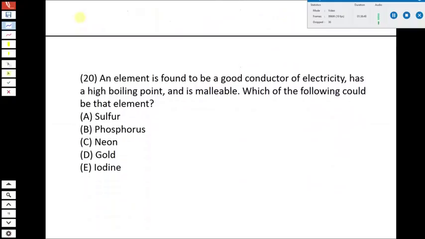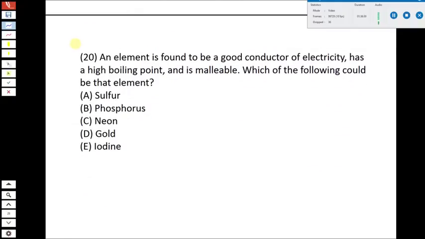All right, last one here. We also have some questions on this exam that deal with classifications of substances, especially solid substances like we've been talking about mostly in Chapter 9. So we have an element that's found to be a good conductor of electricity, has a high boiling point, and is malleable. Which of the following could be that element?